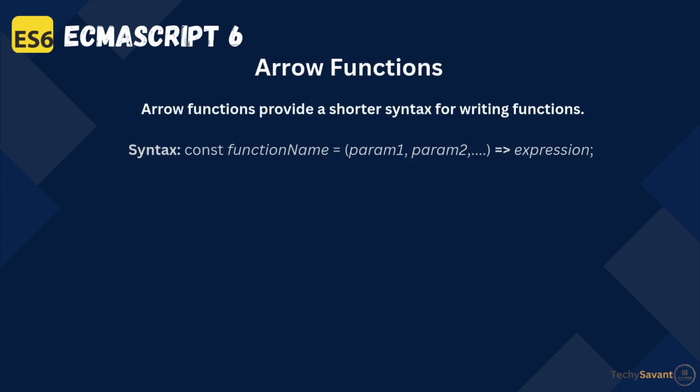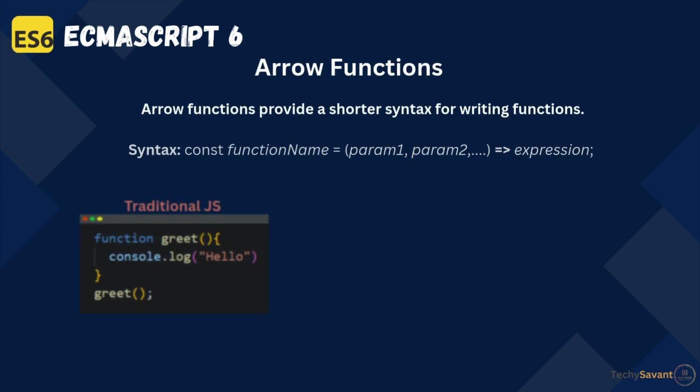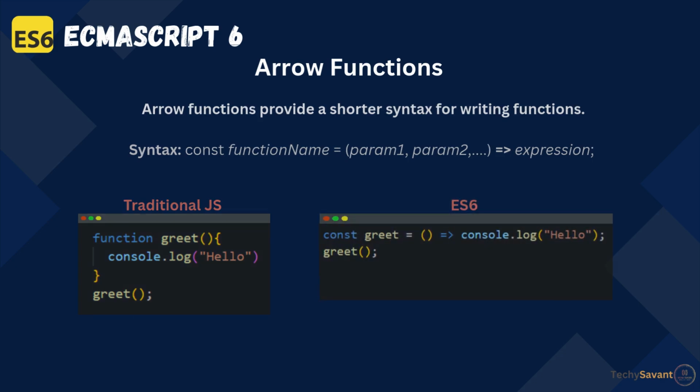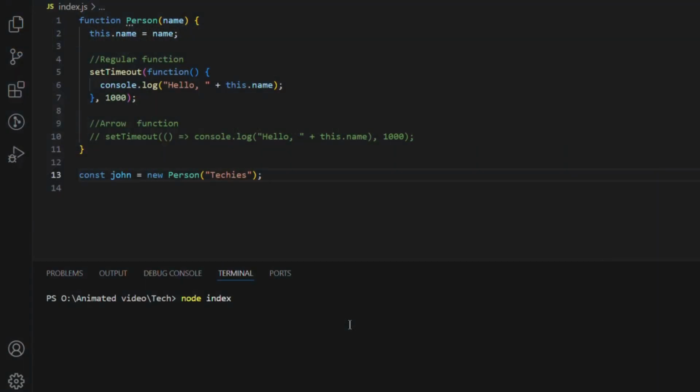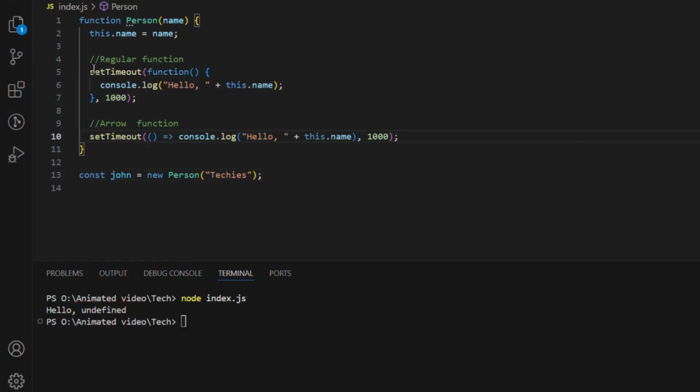Next, we have one of my personal favorites, arrow functions. Arrow functions provide a shorter syntax for writing functions. Traditionally, we made functions like this, but now we write them in a shorter way. Arrow functions are super useful when dealing with callbacks or asynchronous code, where this can often behave unexpectedly. Like here, if you use this regular function and try to log this, it will show hello with undefined, because this inside setTimeout refers to the global object. Instead, if you use an arrow function, it will log as expected.